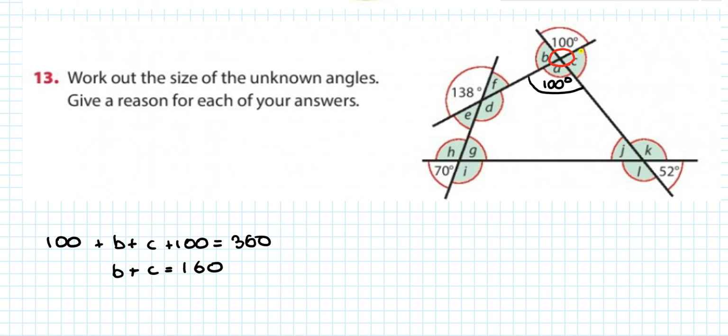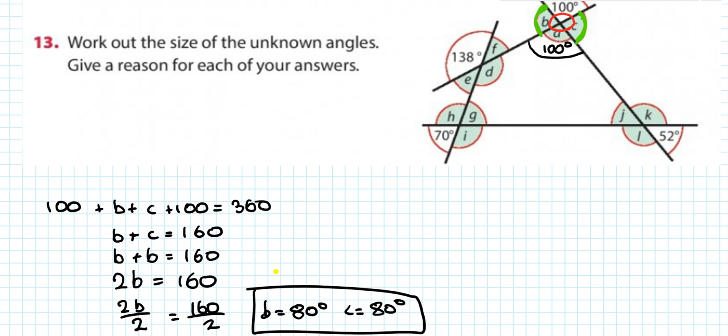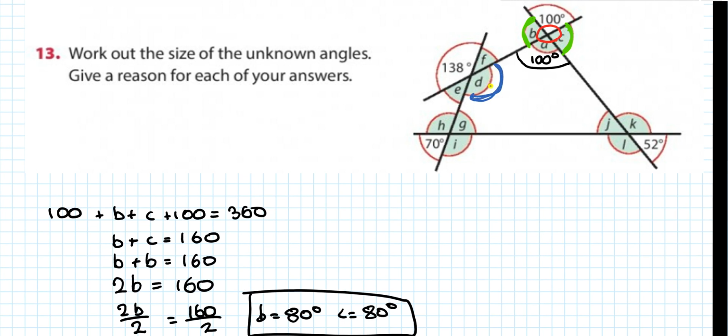But what do I know about B and C? Well, they're also vertically opposite. So instead of writing it as B plus C, I could write B plus B is equal to 160 degrees. B plus B is 2B. And then I would get B on its own by dividing both sides by 2. So B is equal to 80 degrees, which would also mean C is equal to 80 degrees. Similarly, then we'd know this would be 138 degrees, this would be 70 degrees, and this would be 52 degrees. And we know that E would equal F, H would equal I, and K would equal L. And we'd repeat the process that we just did for the first one.